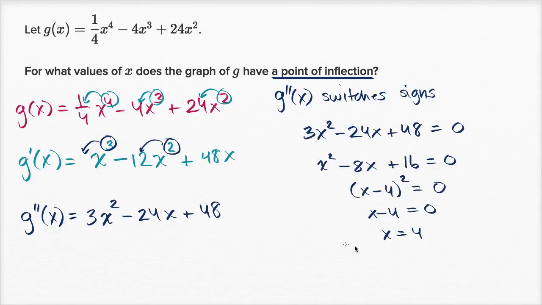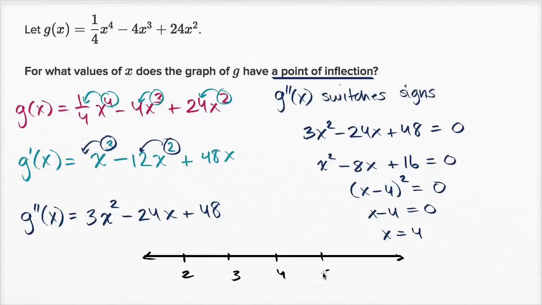So let's see what's happening on either side of that. Let's see if we're actually switching signs or not. So let me draw a number line here. And so this is 2, 3, 4, 5, and I could keep going. And so we know that something interesting is happening right over here. g prime prime of 4 is equal to 0.